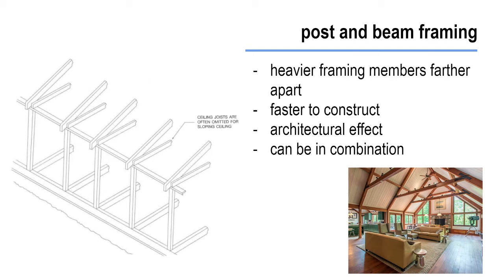The other thing to consider is that to span that wider spacing, the floor and roof decking has to be kind of heavier. And a lot of times when you have post and beam framing, it's left exposed to create special architectural effects. And it can be done in combination with regular wood framing or stick framing, as it's sometimes referred to. And it may just be areas of the house that are done with post and beam framing.